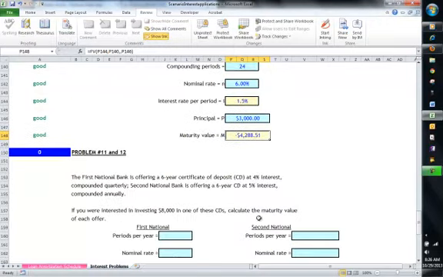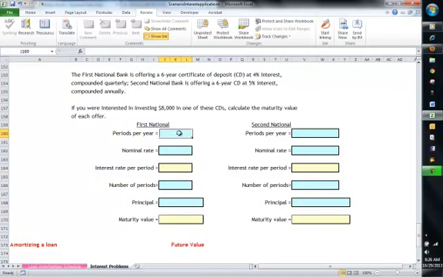Two different things here. We've got a 6-year certificate at 4% quarterly and 5% annually. So there are four quarters in a year, but only one annual in a year. The nominal rate is 4%, and over here it's 5%. Interest rate per period is the 4% divided by 4 quarters. Here it would just be 5% since it's compounded annually.